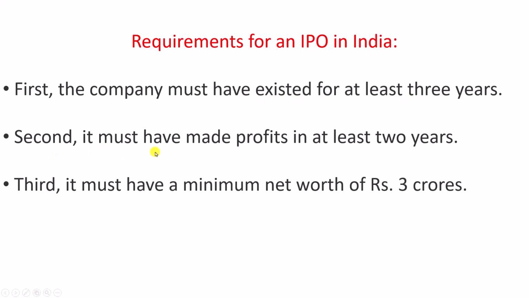Second, it must have made profits in at least 2 years of its existence. Out of whatever years it has existed, it must have made profits in at least 2 years. Third, it must have a minimum net worth of rupees 3 crores. So these three are the main requirements for going for an IPO in India.